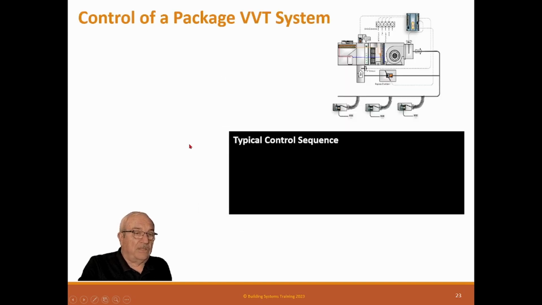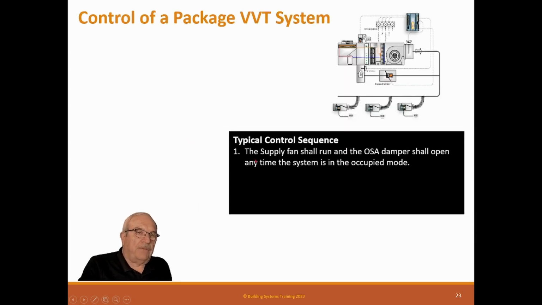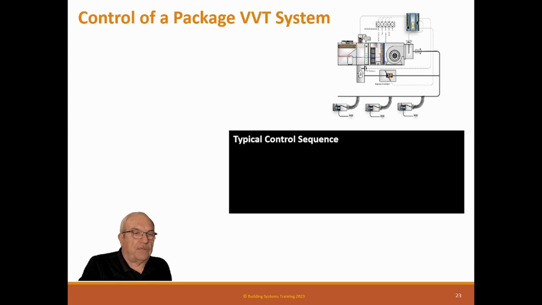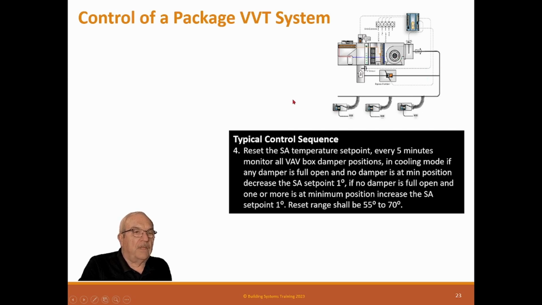So here's how it controls. The supply fan shall run and the outside air damper shall open anytime the system's in the occupied mode. Modulate the unit bypass damper to maintain a constant velocity at the velocity sensor. Stage the compressors and strip heater to maintain the supply air duct temperature set point. So this is just like a regular VAV in that the supply duct controls the temperature. The supply duct temperature sensor supplies this unit. It's not done from here.